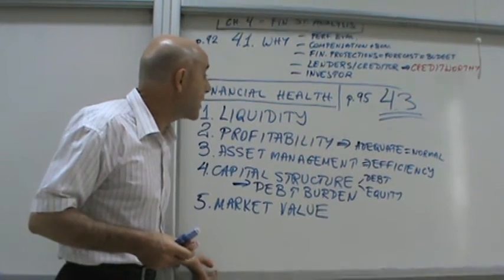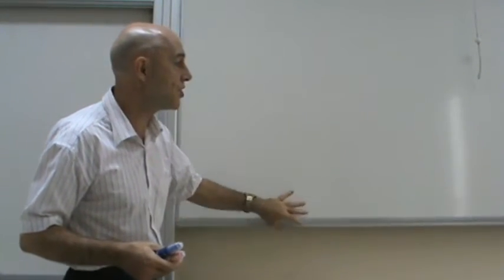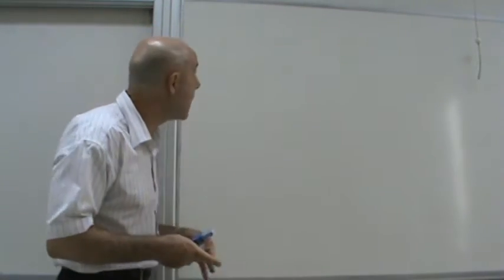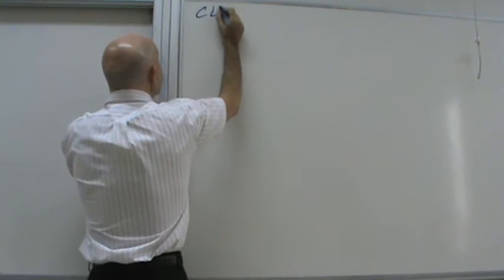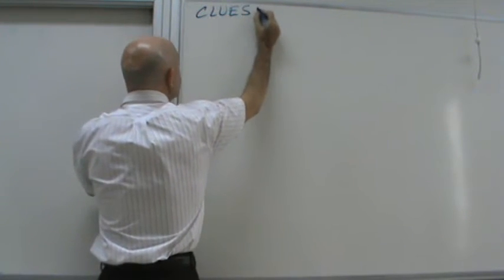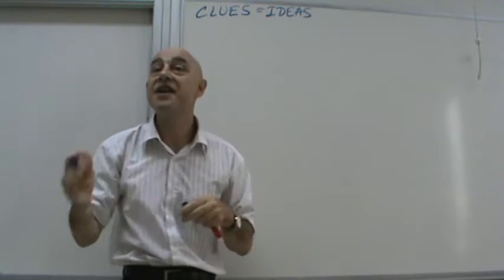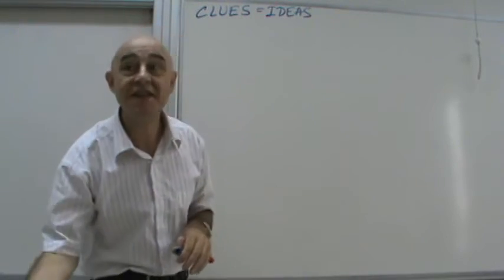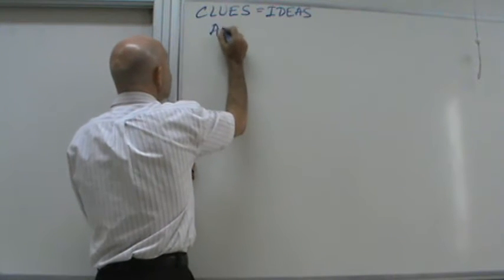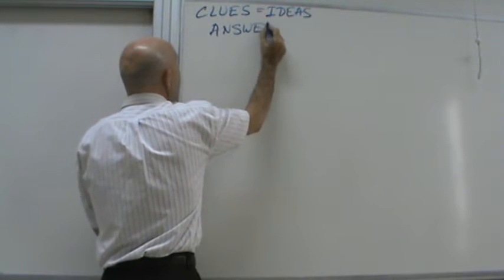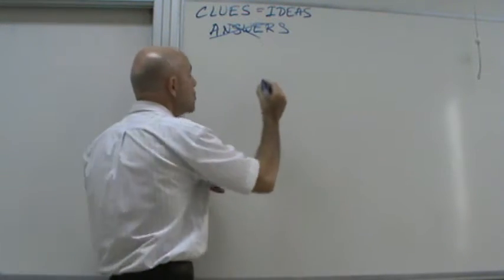Now, jumping to the very end of the chapter is the following. When you do financial statement analysis, you get clues. You get ideas. It gives you an idea what might be right and what might be wrong. Financial statement analysis does not provide answers. It doesn't provide solutions.